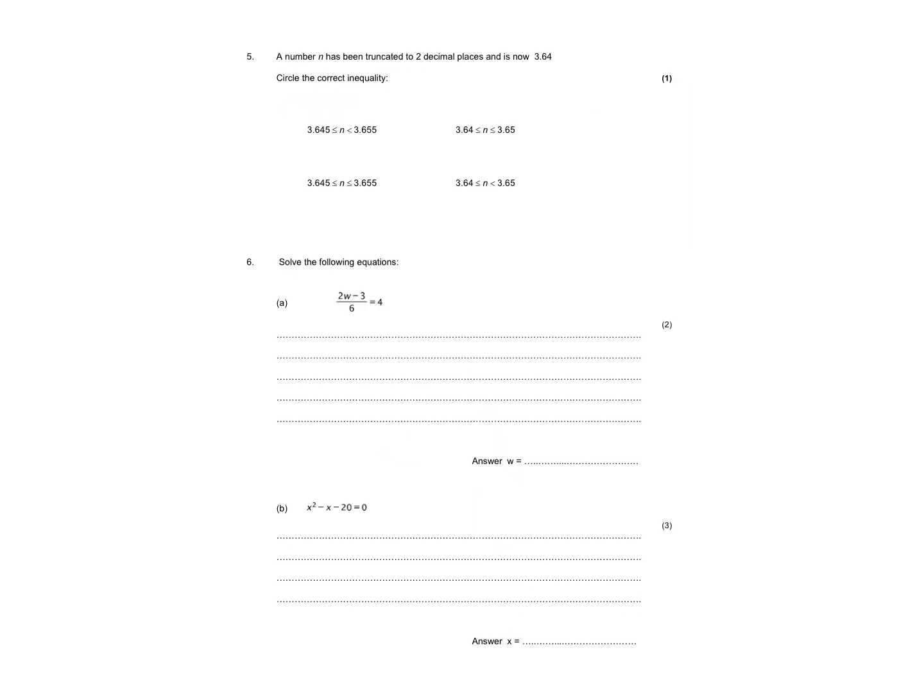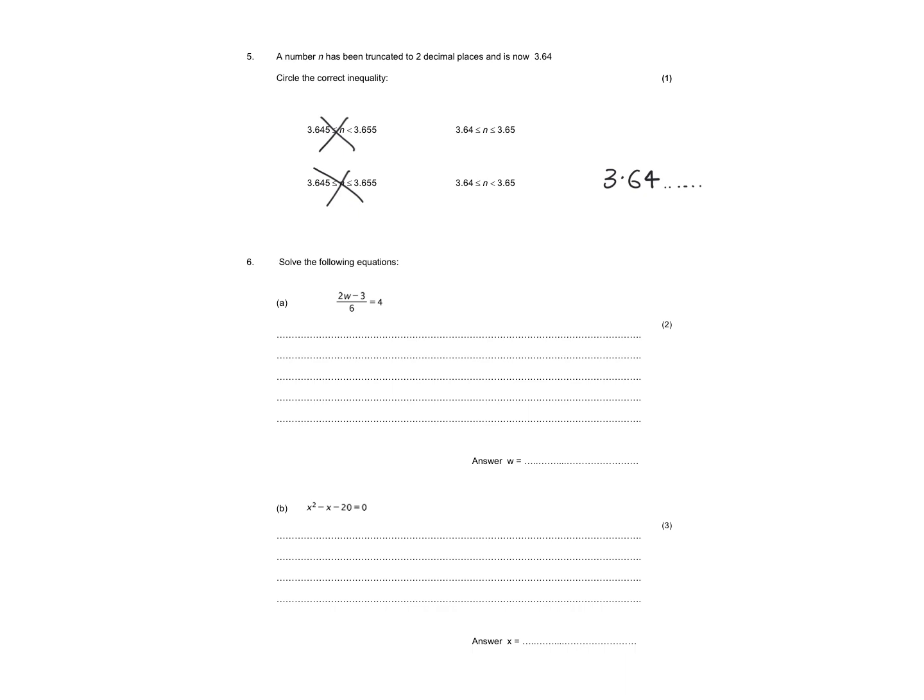So question 5, which is all about truncation, not rounding, truncation. So a number has been truncated, so cut off after 2 decimal places, and is now 3.64, which means that the number must have started with 3.64, and there could have been any digit after the 4 there. So that means we instantly rule out this one and this one there, and it's down to the other 2 options.